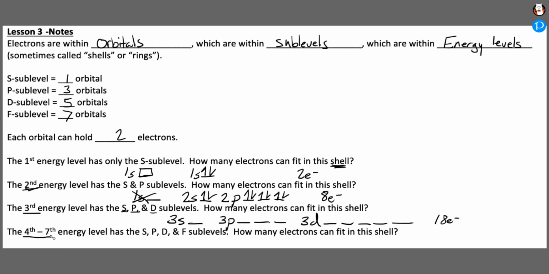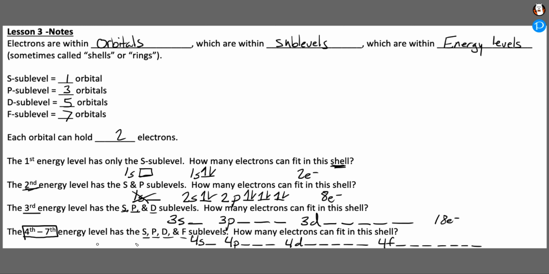And then for the fourth through the 7th energy level, all of those energy levels can hold all 4 of these sublevels. We're not going to need more than the F, not more than these 4 sublevels at each of these energy levels. So let's just look at the fourth one for an example. So it would be like 4s with 1 orbital, 4p with 1, 2, 3, 4d with 1, 2, 3, 4, 5, and then 4f with 1, 2, 3, 4, 5, 6, 7. And so again, 2 electrons in each of those orbitals that I can fit.